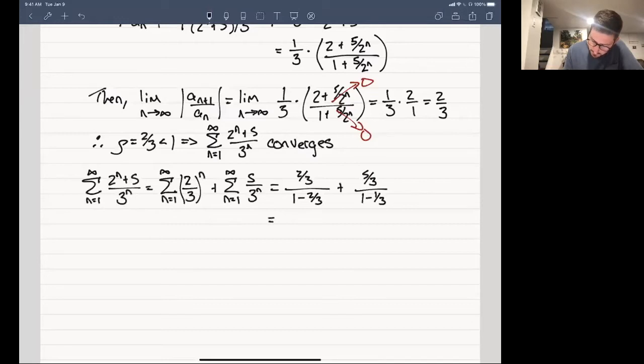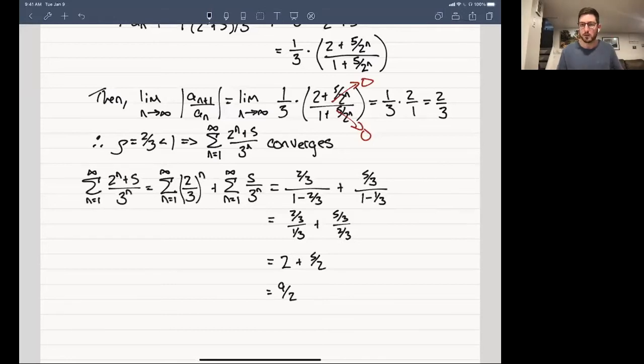And so now I get 2/3 divided by 1/3 plus 5/3 divided by 2/3. Therefore, that's 2/3 divided by 1/3, which gives me 2, and 5/3 divided by 2/3 is giving me 5/2. And so therefore I get 9/2 coming out of this. So you can see that the sum of this series is 9/2.